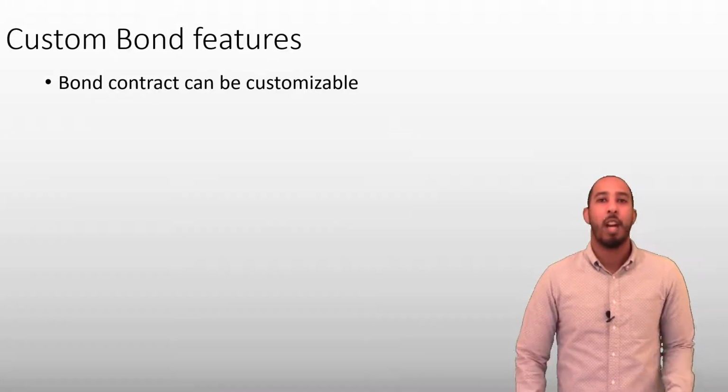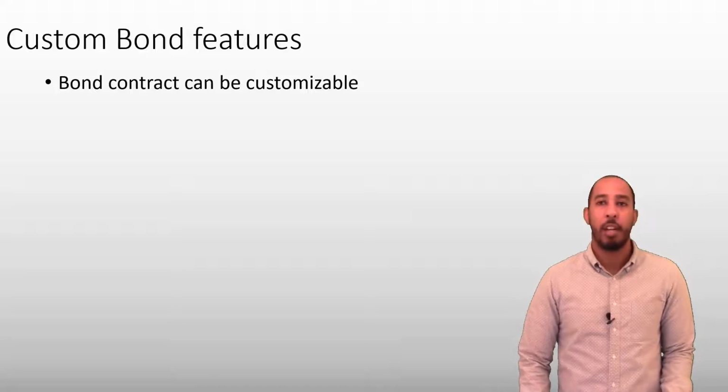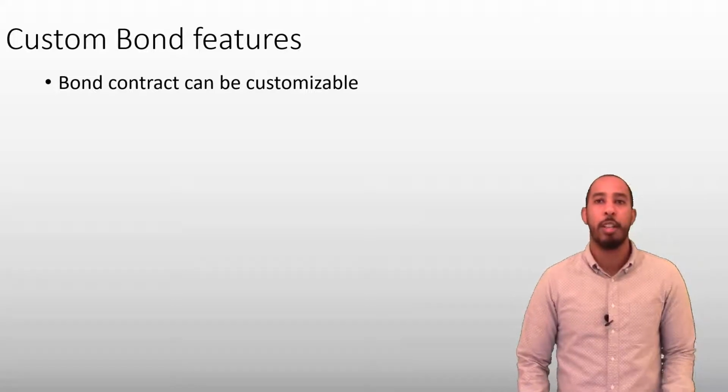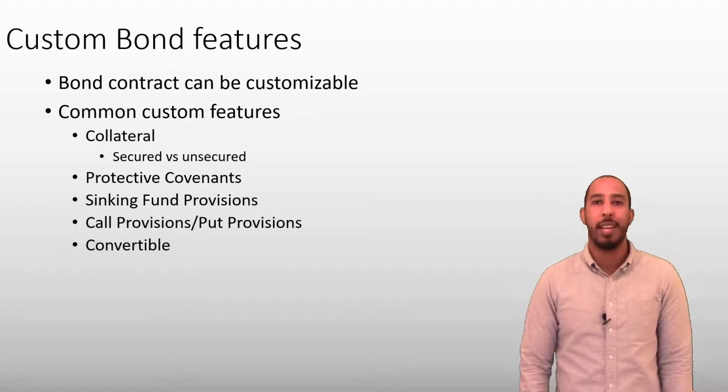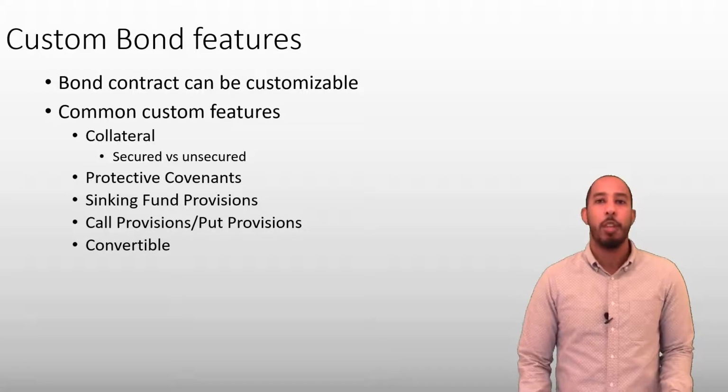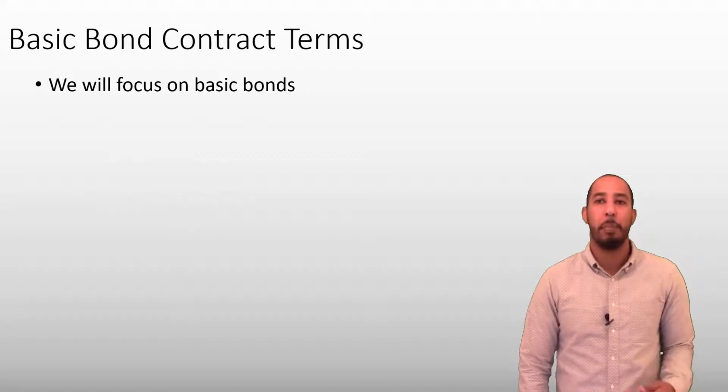Since a bond is just a contract, anything can be put inside the contract as long as both parties agree to the terms. Some of the more common things that appear in bond contracts are things like collateral, covenants, and various provisions. I'll leave it for you to look into what these features entail. In this course, we're going to focus our attention on more basic bonds without these customizations.